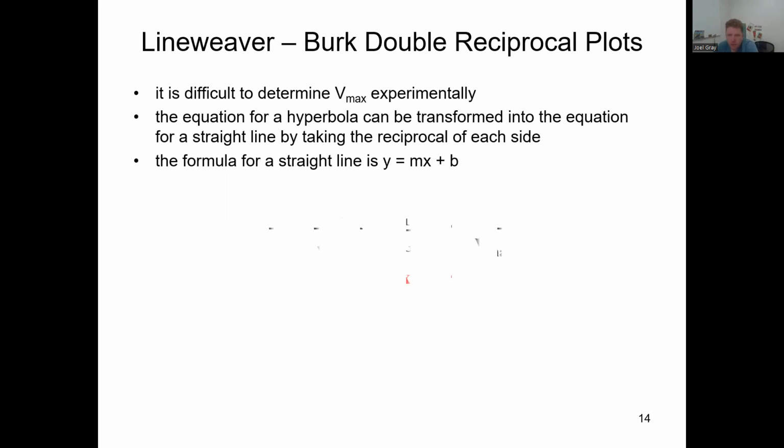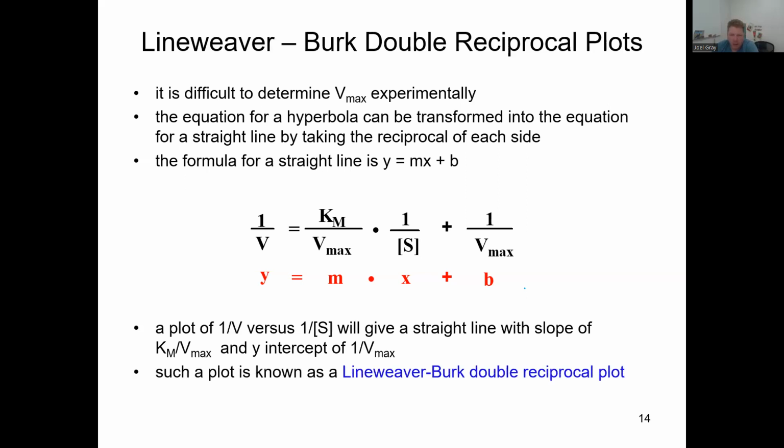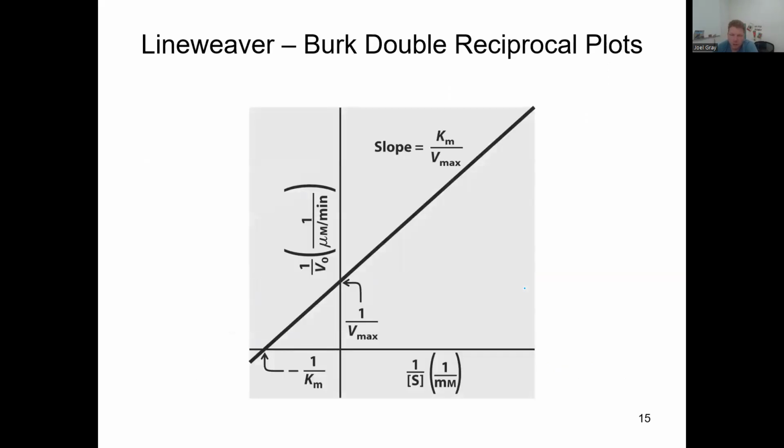The formula for a straight line is y equals mx plus b, and you know what? Your y is 1 over your velocity, your m, the slope of your line, is Km over Vmax, your x value is 1 over substrate concentration, and your y-intercept is 1 over maximum velocity. So a plot of inverse velocity versus inverse substrate concentration will give you a nice straight line with a slope that is Km over Vmax and a y-intercept that's 1 over Vmax. This is known as a double reciprocal plot, and here's ultimately what it looks like.